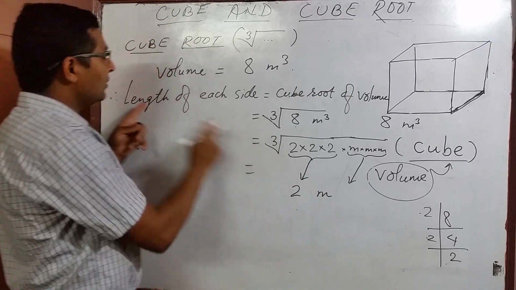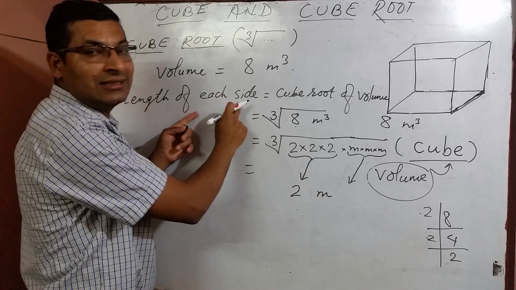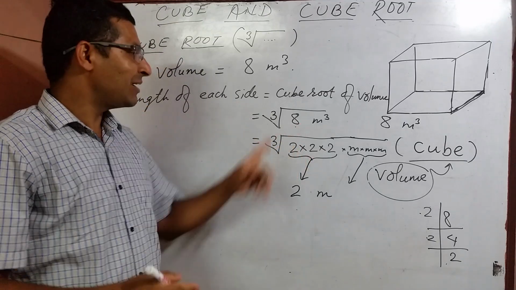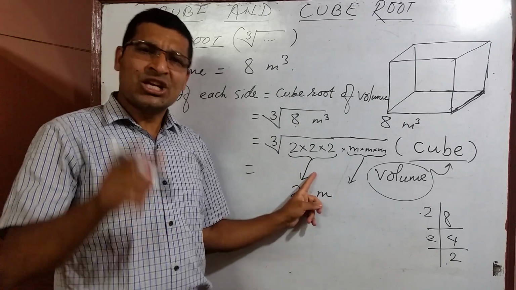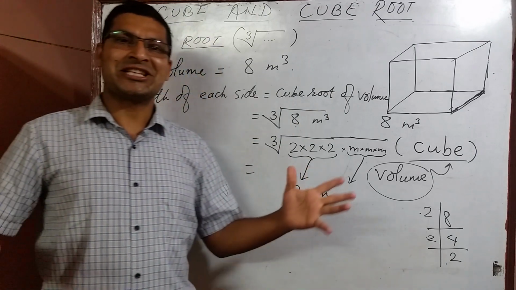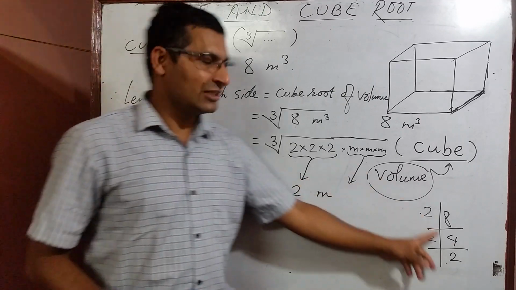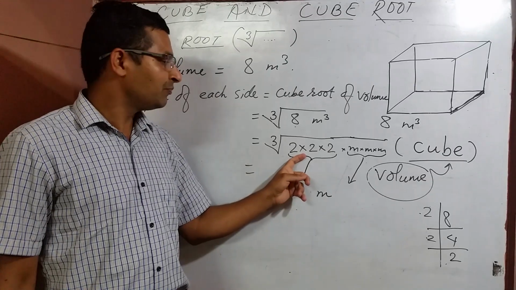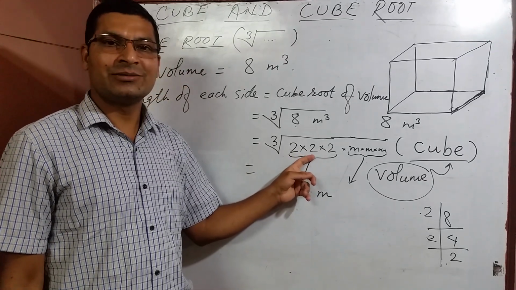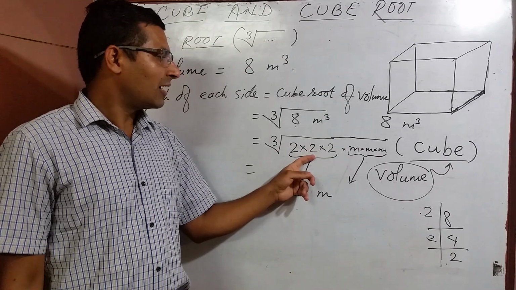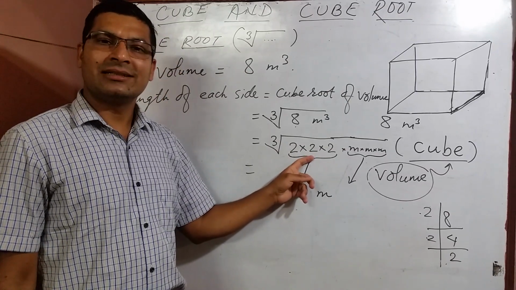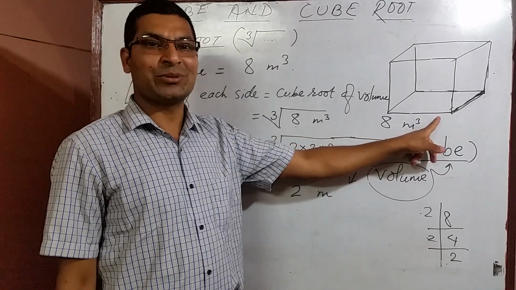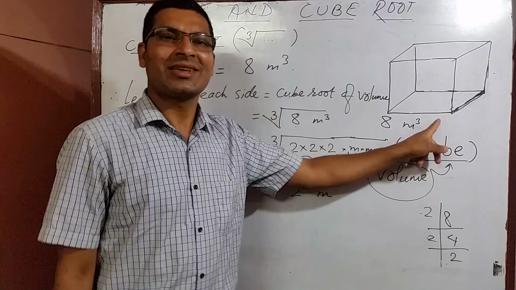So like this we can find out the length of a side of a cube if its volume is given. How can we find out? By finding the cube root. So my dear students, it is very important to know this factorization. If we can factorize and break down into the factors, and we can find out the cube root, so that only we can find out length of each side.